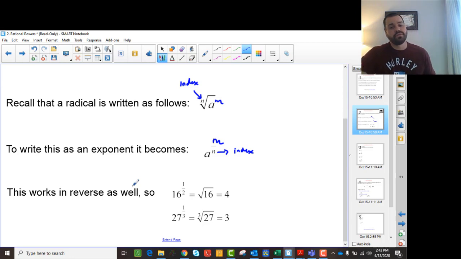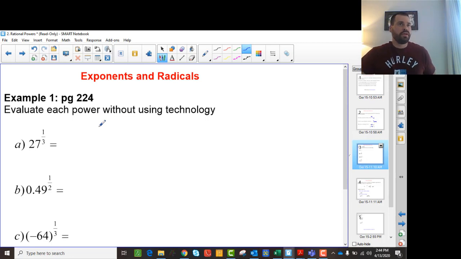Now it also works in reverse. So if I start with 16 to the 1/2, the index is 2. Or the index is 3. All right, so it becomes the cube root of 27 or the square root of 16. So we want to be able to evaluate these without using technology. In other words, we want to be able to recognize what this means.